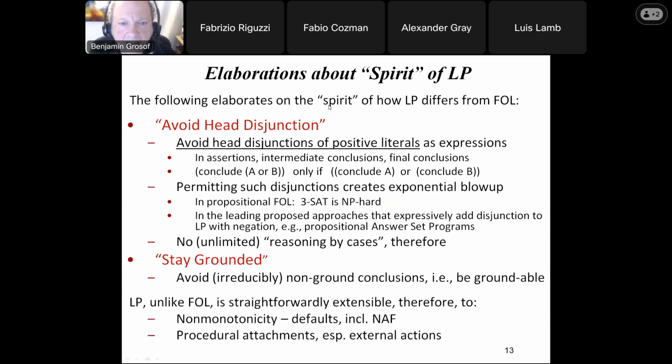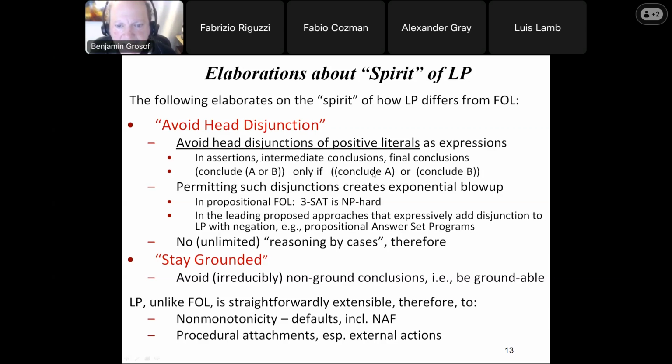So we can think at a high level about the spirit of LP. And there are some important differences from classical logic, for example, first order logic, FOL. One is to avoid oring, that is disjunction, of positive literals in the heads of rules, the then parts of rules. So avoid those as expressions, and as well in intermediate conclusions and therefore final conclusions. And so in particular, you conclude that either A or B only if you either conclude A or conclude B.